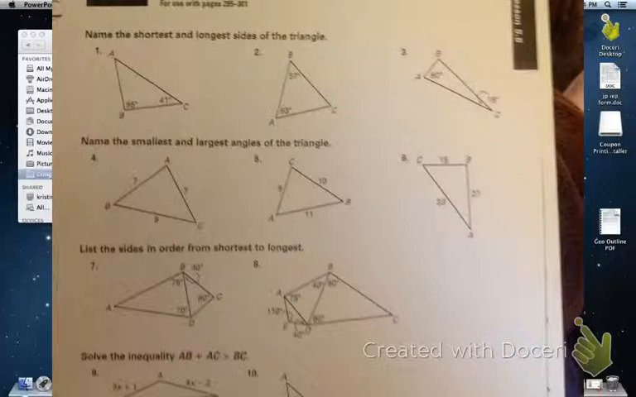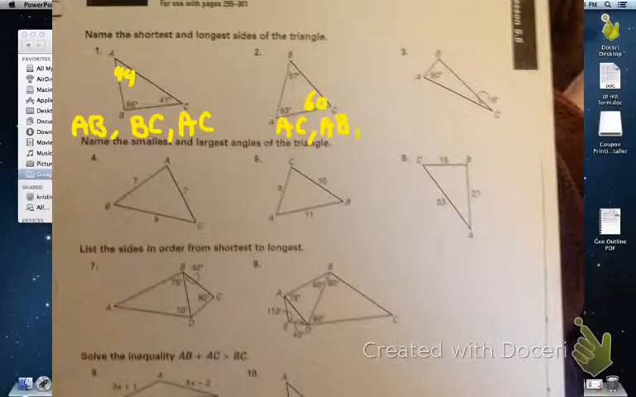Practice C. You again have to start off by finding the third angle. For number 1, angle A is 44. So the order of sides is AB, followed by BC, and then lastly AC. Problem number 2, angle C is 60. So the order is AC, followed by AB, and the largest is BC.